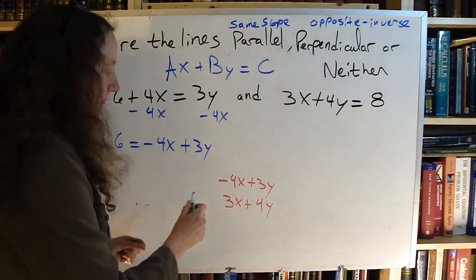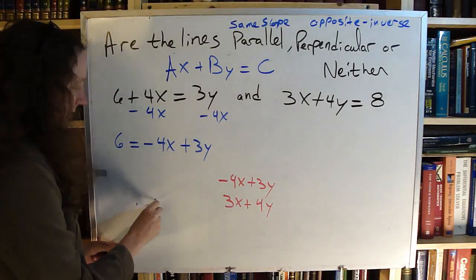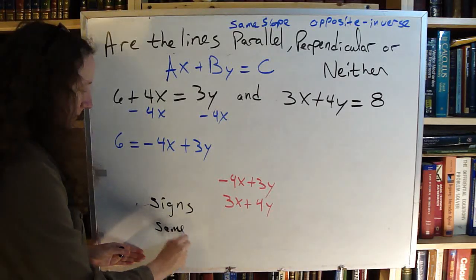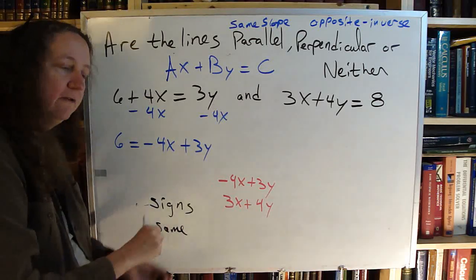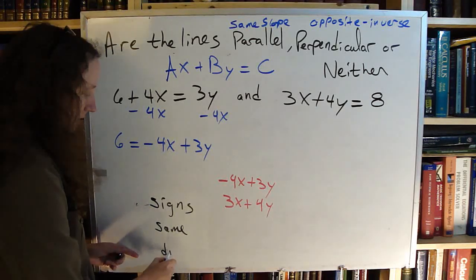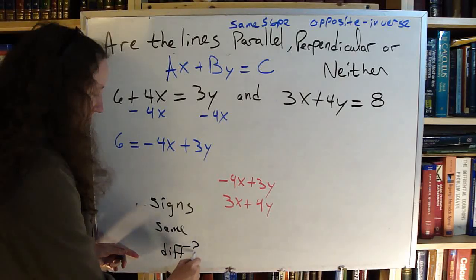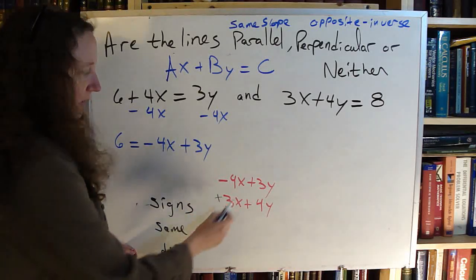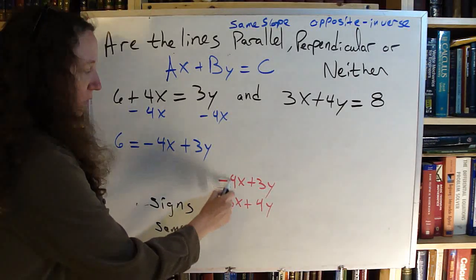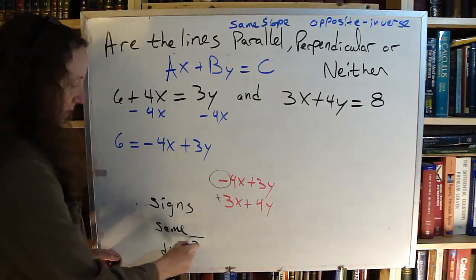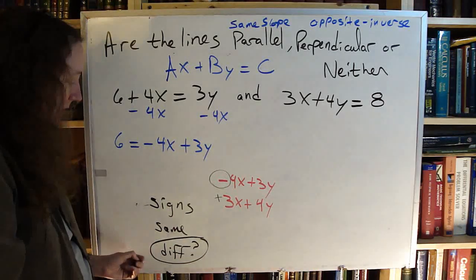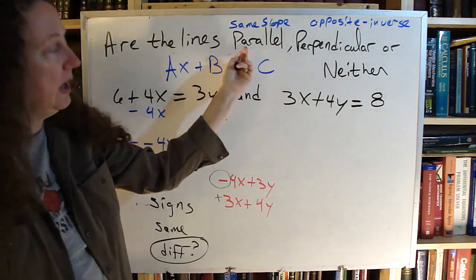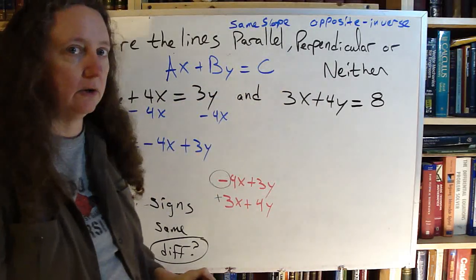So what I'm looking at here, I'm looking for my signs. Are they the same? Or is there a different sign in there? I have a positive there, a negative there. Positive and positive. I have only one negative. So my signs are different. Because my signs are different, that's telling me that it's not going to be parallel. So now I have to figure out, is it perpendicular or is it neither?